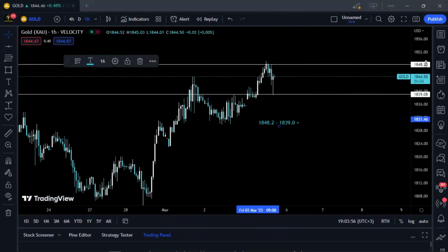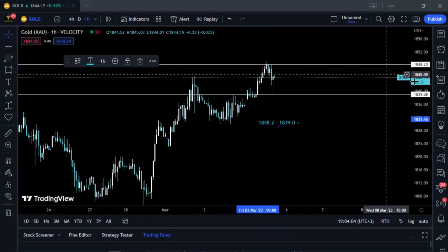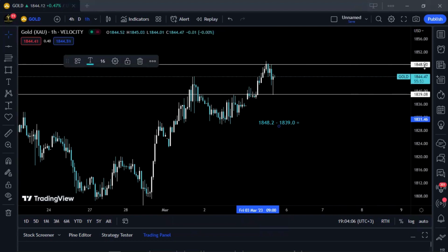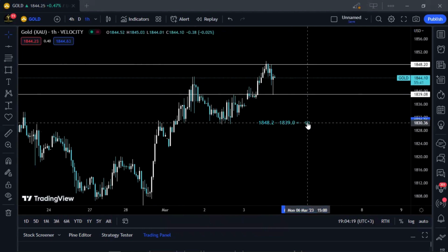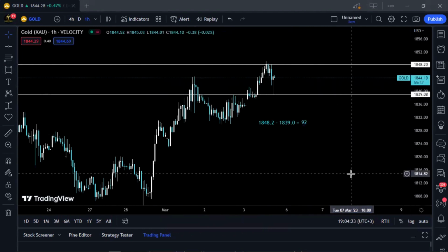But remember, I told you the difference from here to here, you start counting from the last decimal point, right? So that means it's not 9.2, it's 92, because you also consider this first figure after the decimal point. So it's actually 92 pips, right? Cool. The difference from there to there is actually 92 pips.